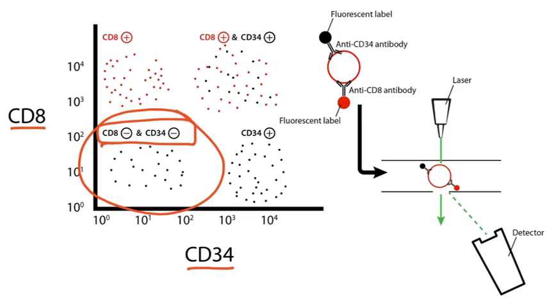If we move to the right, we can see that this represents the CD34 positive quadrant. If we go up, both CD8 and CD34 are positive, and then if we go to the left from here, you can see that only CD8 is positive.